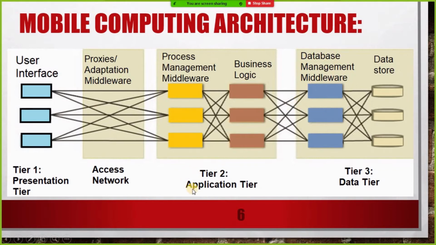The application tier is also a middleware between the presentation tier and data tier. The application tier processes the information sent by the presentation tier and forwards it to the data tier. Finally, the data tier stores the information. So this figure illustrates the mobile computing architecture, meaning it has three tiers, and each of these tiers performs request and response operations.